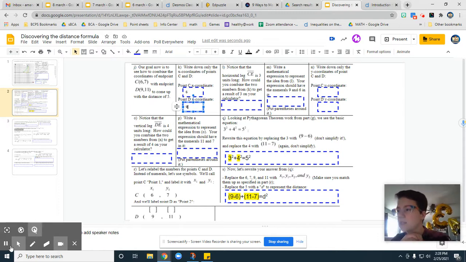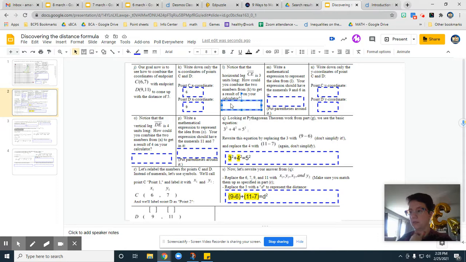Now it says, notice that the horizontal line CE is 3 units long. How could you combine the two numbers from box K to get your result of 3 on your calculator? Well, I think it's pretty fair to say we could do 9 minus 6, right? Or subtract. I jumped the gun. Over here, we're going to put 9 minus 6. And I'm putting parentheses around it because it told me to.